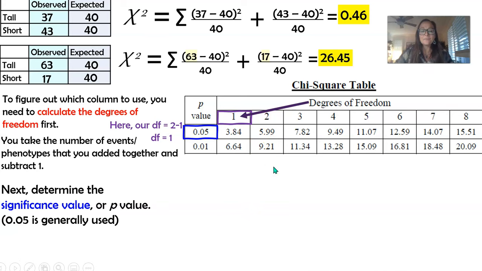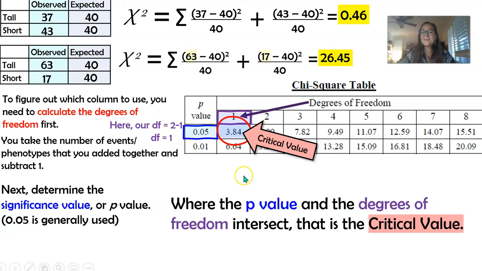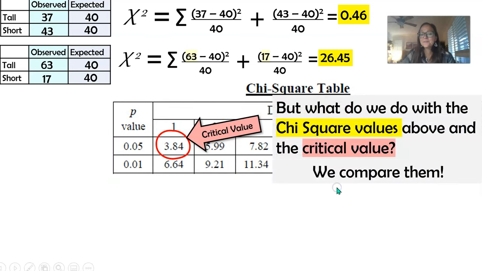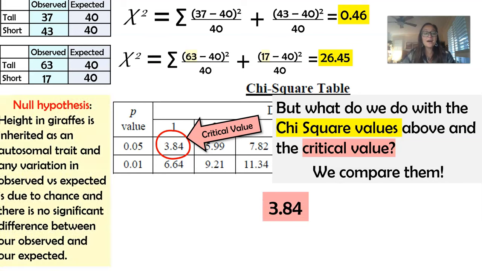Okay, so now we have our p-value of 0.05 and we have our degrees of freedom of 1. Wherever these two numbers cross in that table, that is how we find our critical value. So for our problem here, our critical value is 3.84. Okay, so we have our critical value. Now we get to see what we're going to do with it. We're going to compare our chi-squared to that 3.84. Our null hypothesis earlier was that giraffe height is inherited as an autosomal dominant trait, and any variation we're seeing between our observed and our expected was purely due to chance.